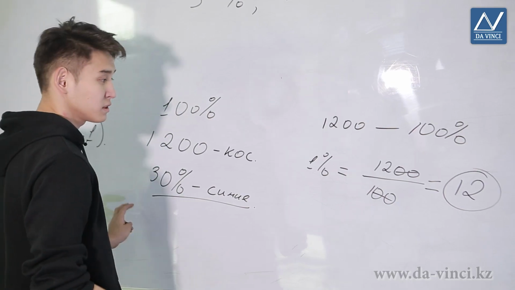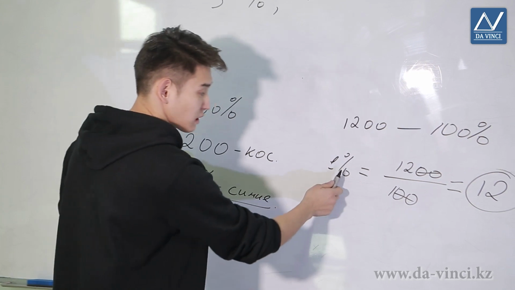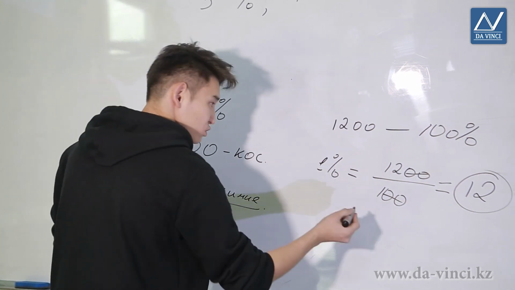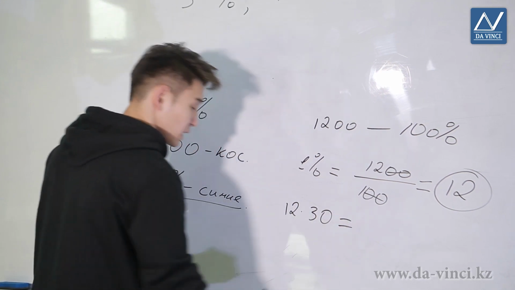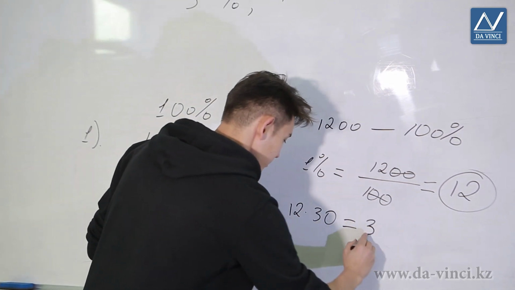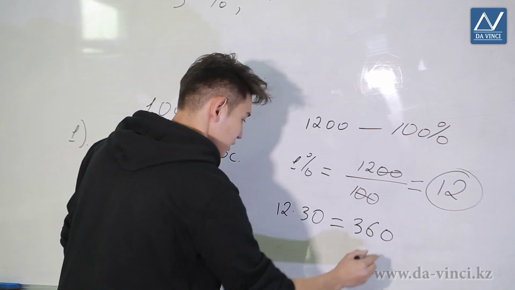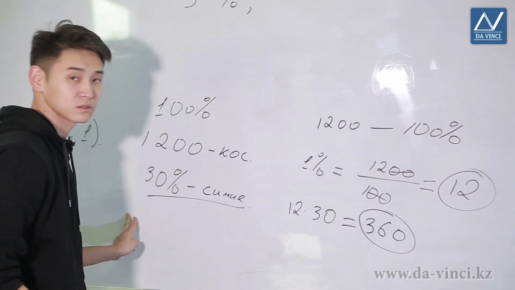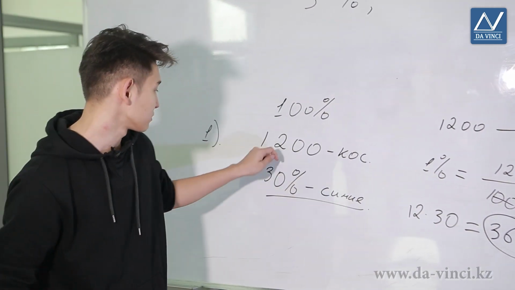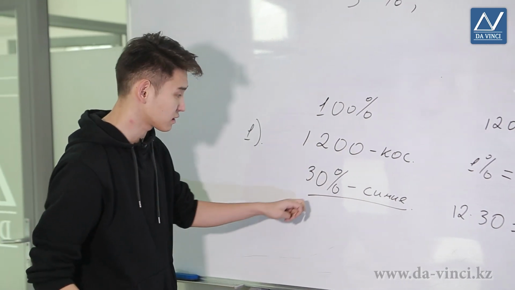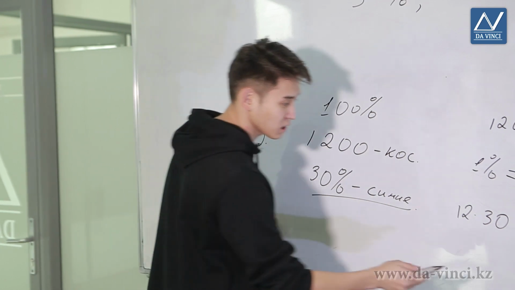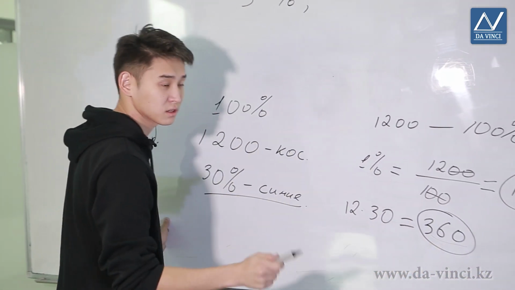Now, how can we find the 30% if we know the 1%? Very easy. We just multiply 12 by 30. And that's what we get. 360 suits. That is, what have we found? We found that if the company produces 1,200 suits per year, and 30% of them are blue, then the company produces 360 blue suits. Now let's consider the following example.